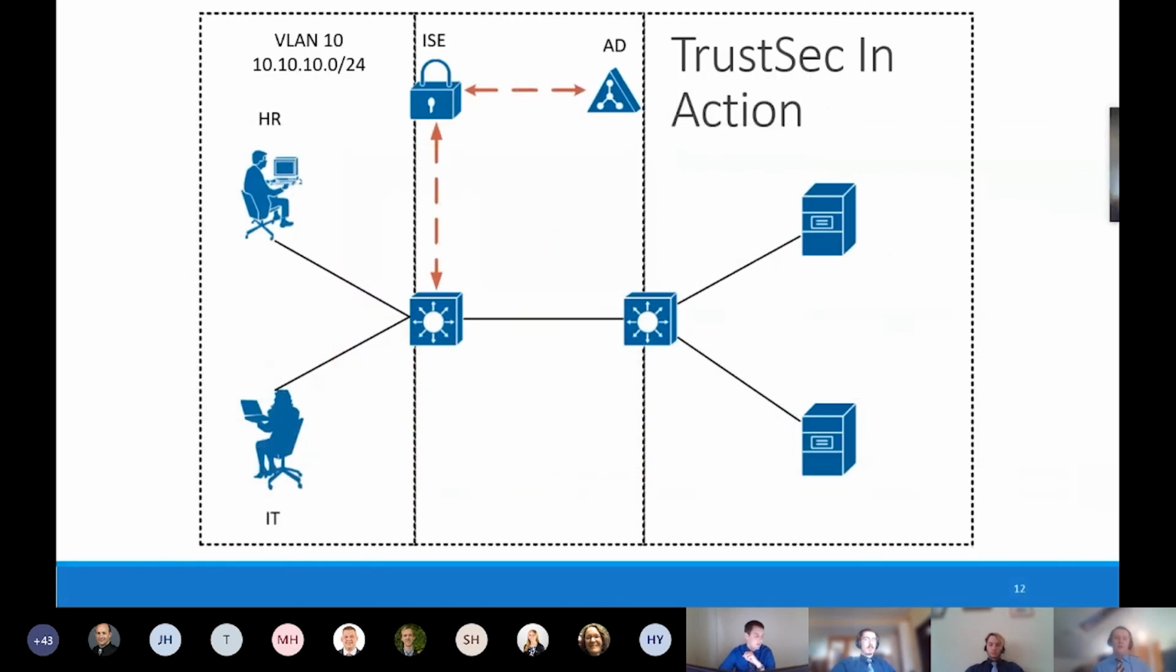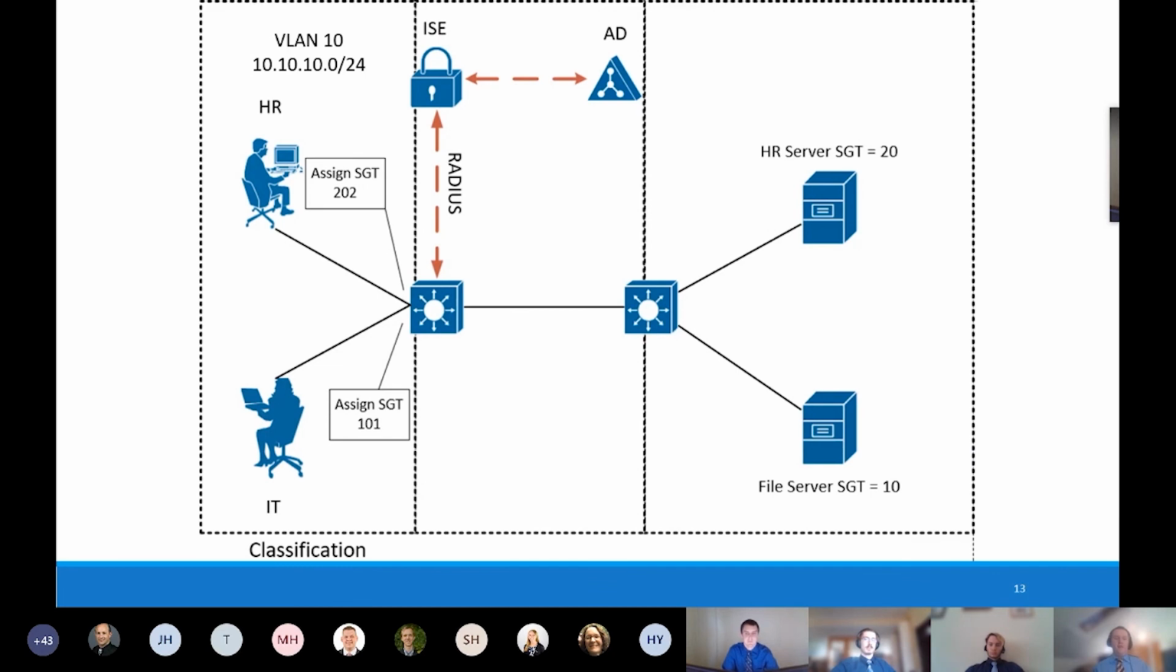So how does TrustSec actually work in action? Overall, there are three main steps: classification, propagation, and enforcement. And we'll briefly touch on all of them today. So first we have classification.